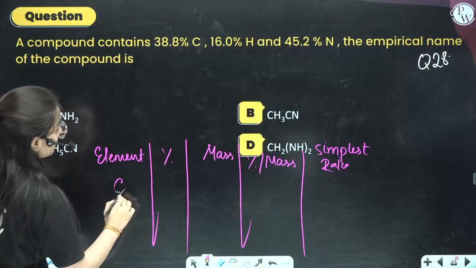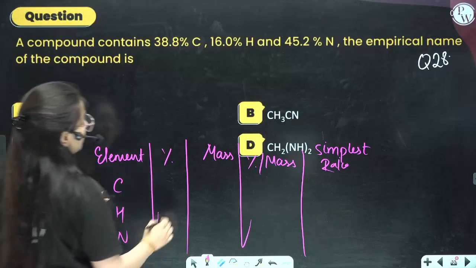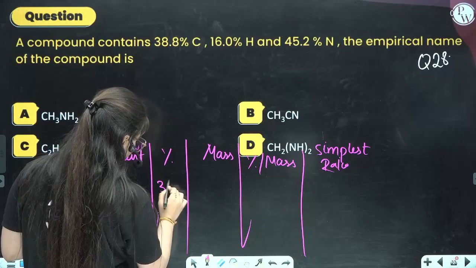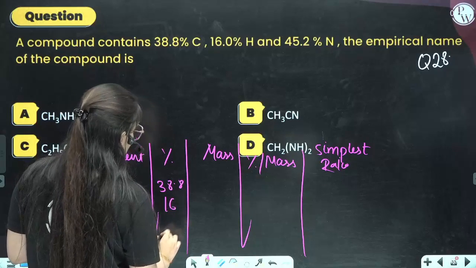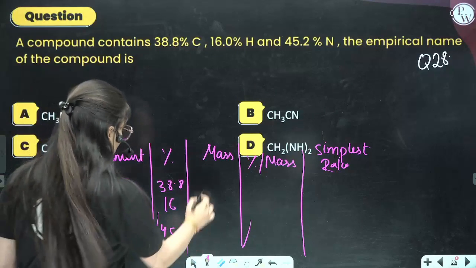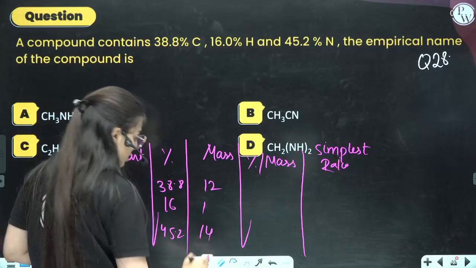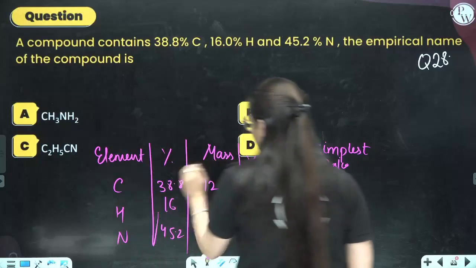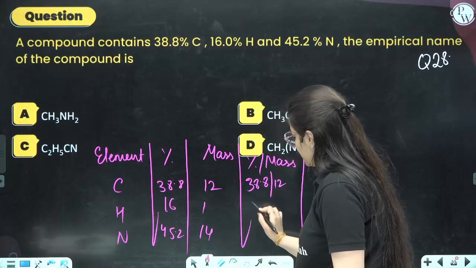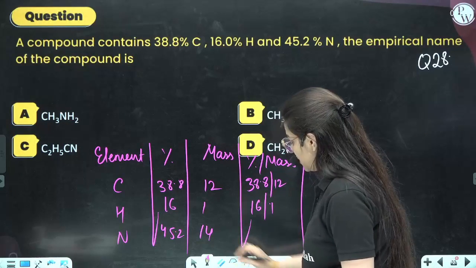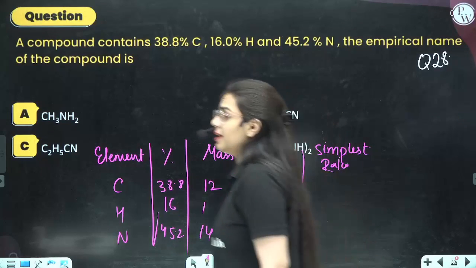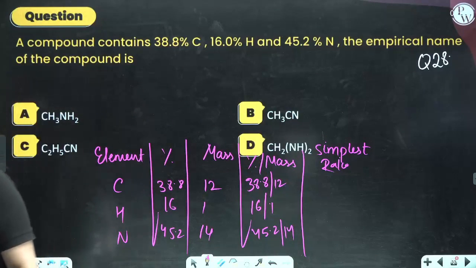Element basically is carbon, hydrogen, nitrogen. Carbon percentage is given to us as 38.8. Hydrogen is given as 16, and for nitrogen it is 45.2, right? Mass for carbon is 12, for hydrogen is 1, for nitrogen is 14, right? Now percentage divided by mass: 38.8 divided by mass 12. 16 divided by mass 1. 45.2 divided by mass 14, students.